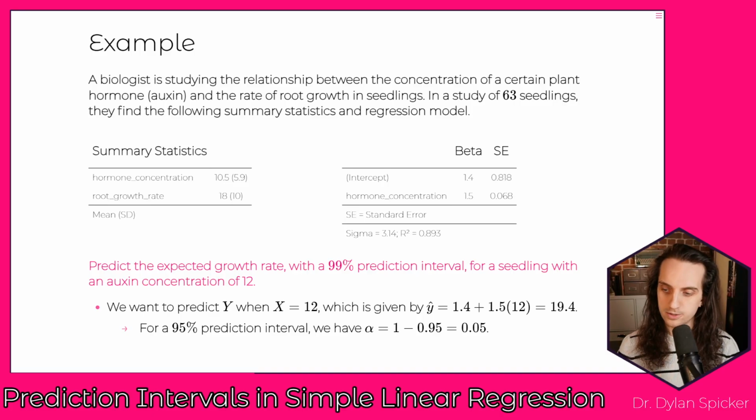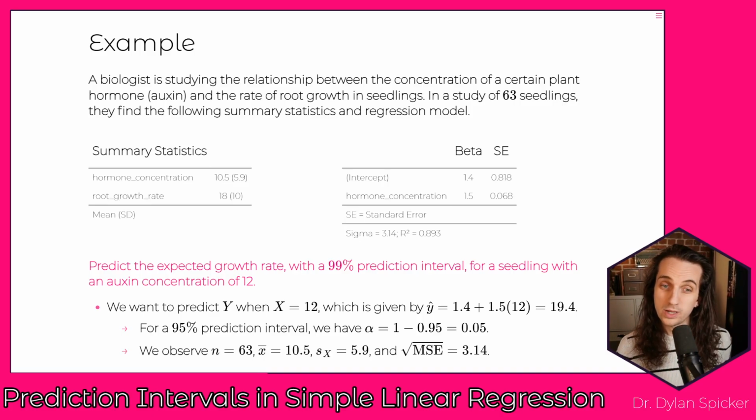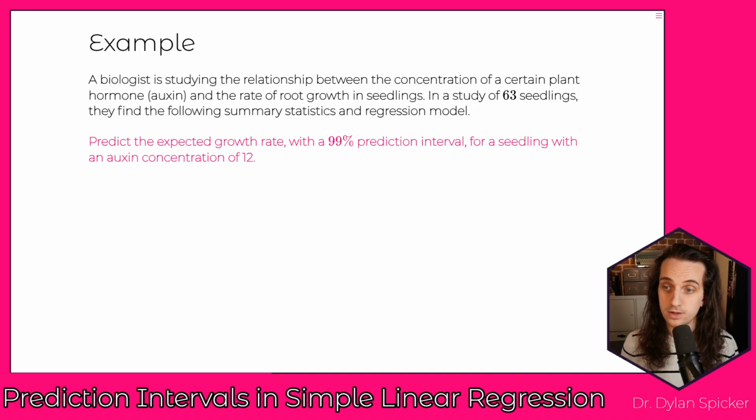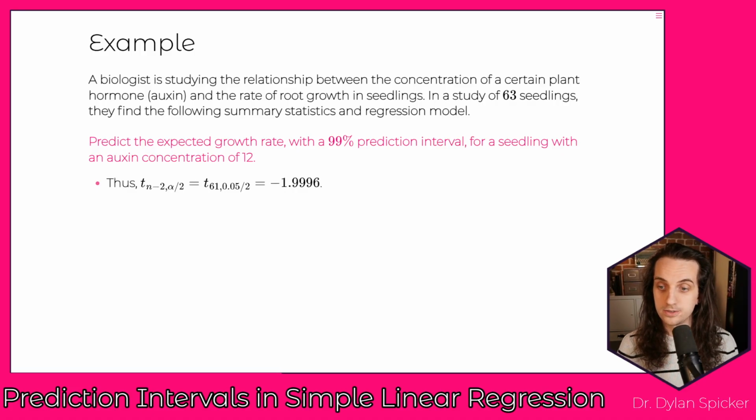So then we're going to get alpha equals 0.05. We have n is equal to 63, x bar is 10.5, the standard deviation of x is 5.9, and the square root of our MSE is 3.14. Okay, and so then we can pull all of this together. Our critical value is going to ultimately be the t with n minus 2 degrees of freedom, alpha over 2 critical value. That gives us 1.9996, right?